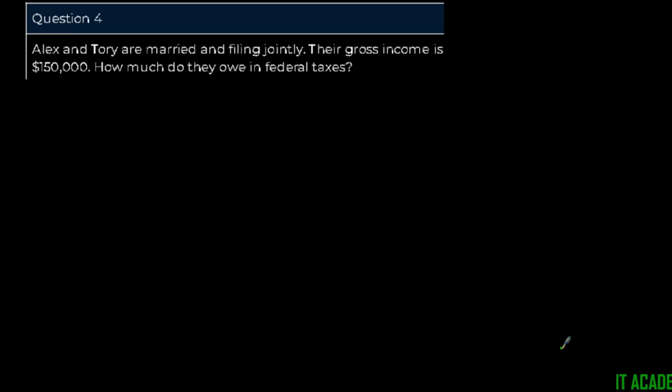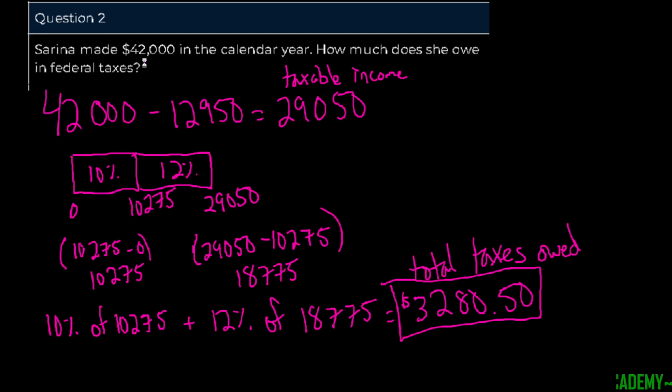Moving on to number 4 now. It says Alex and Tori are married and filing jointly. Their gross income is $150,000. How much do they owe in federal taxes? So now we have to use a different amount. We actually have to use the joint amount, and I should say the married amount. So let's find out what that's going to be.